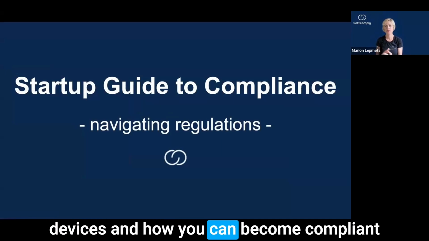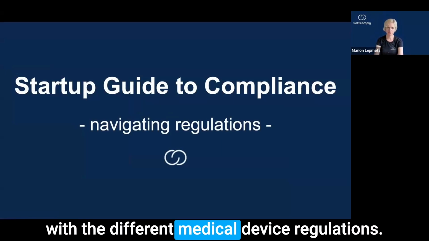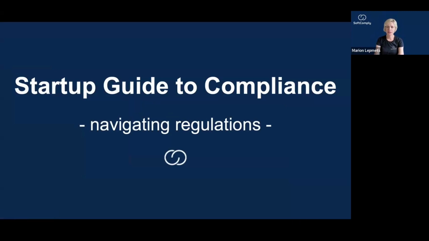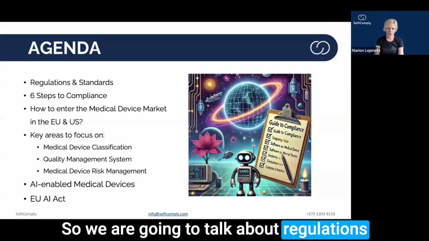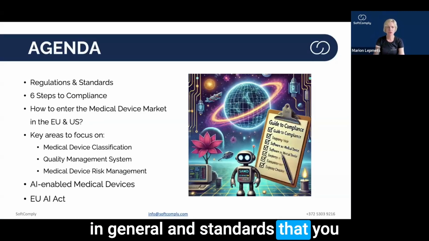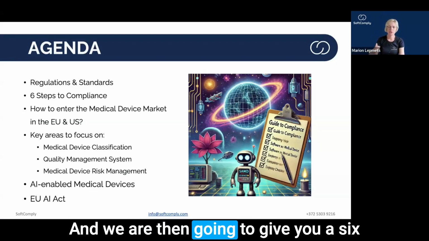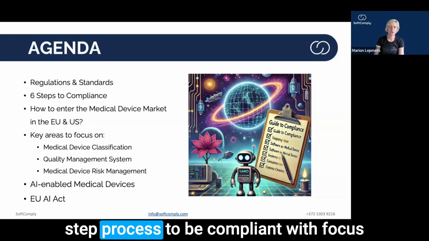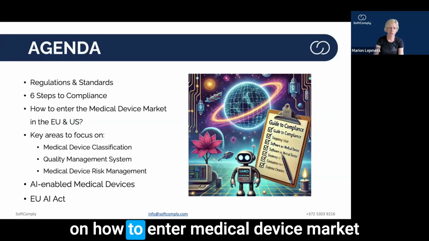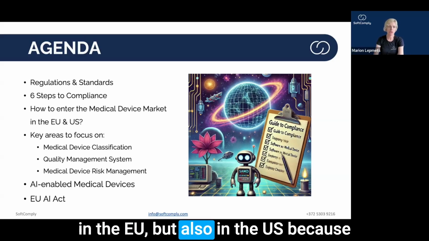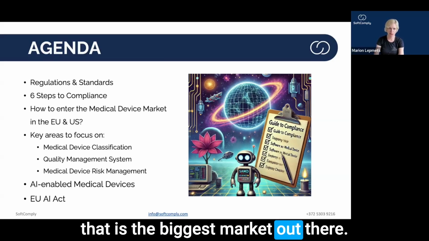and how you can become compliant with the different medical device regulations. So we're going to talk about regulations in general and standards that you should use to become compliant. And we are then going to give you a 6-step process to be compliant with focus on how to enter medical device market in the EU, but also in the US, because that is the biggest market out there.